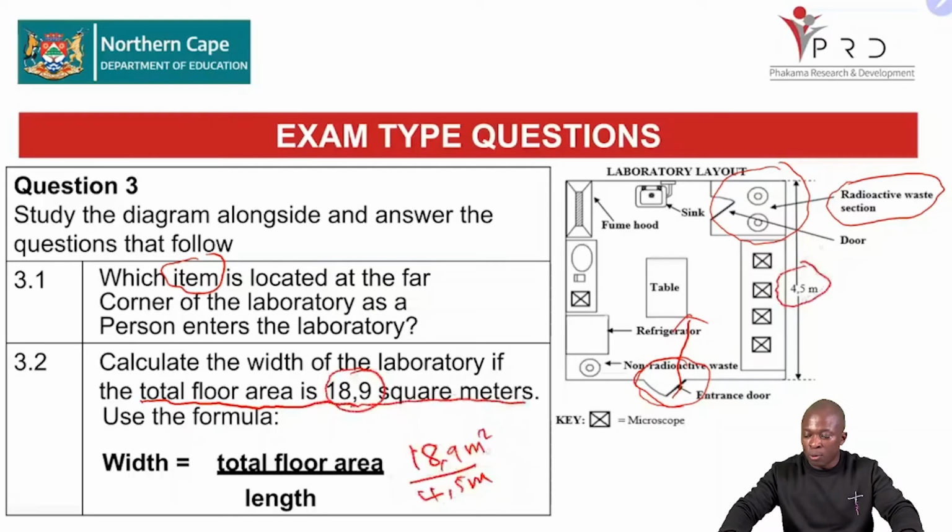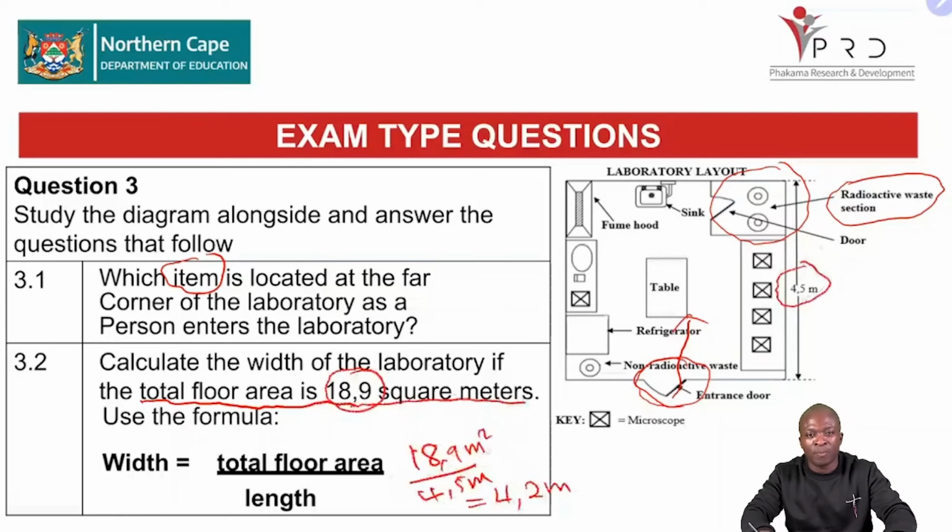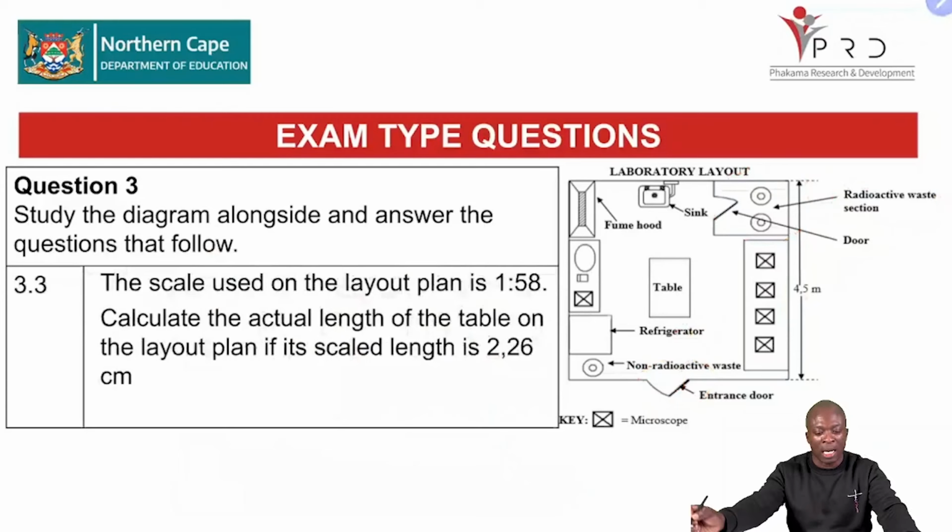So go back to your calculator and press your 18.9. Don't press the meter squared. It's not part of what you should press. Those are units. You must only press the numbers. So you press the 18.9 and then you divide it by 4.5. Again, don't press the units. So what did you get? Good. You got 4.2 meters. If you got that correct, you have done very well. Thank you very much. Let's go to our next question. I want you to attempt this one, and I'm giving you 3 minutes to do that.